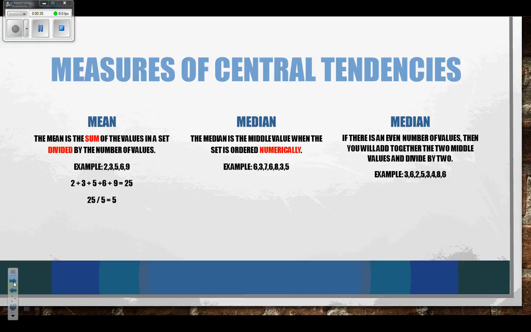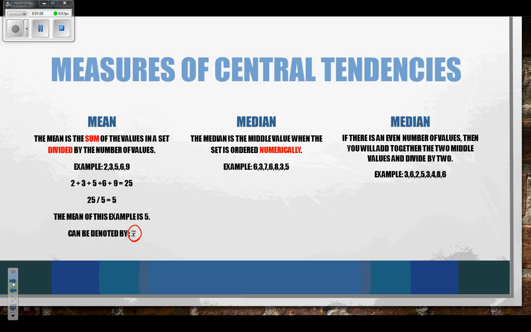So for this example, I have 5 different values. So I'm going to divide by 5. When I divide 25 by 5, I get 5. So for this example, the mean is 5. Now, sometimes you might see mean also written or denoted by X with the bar above it. So anytime you see this symbol, know that they're talking about mean.